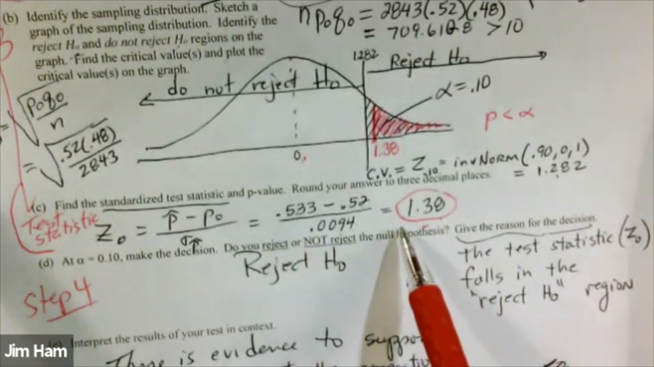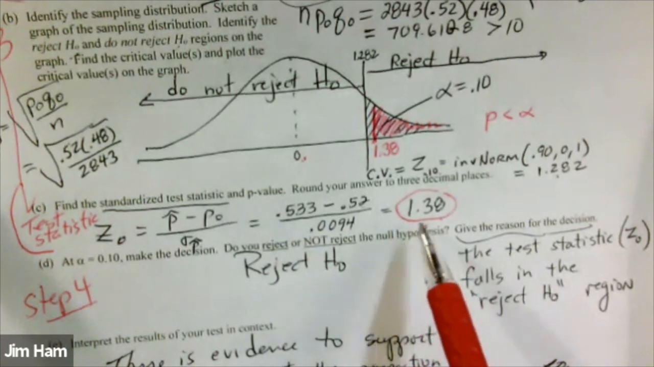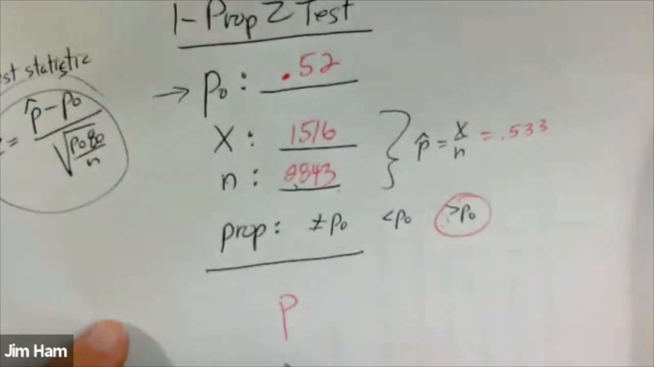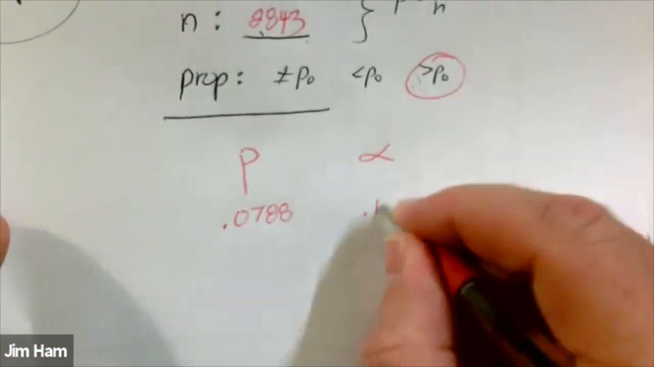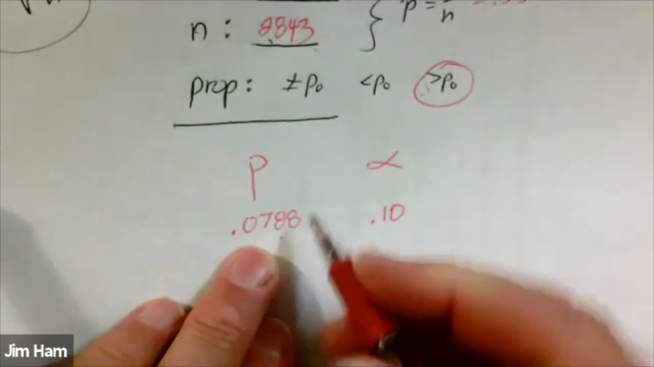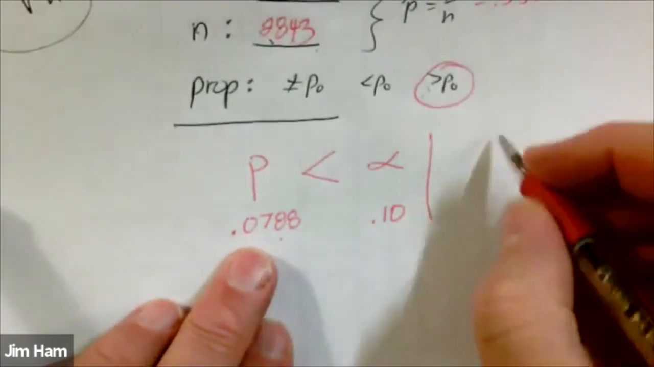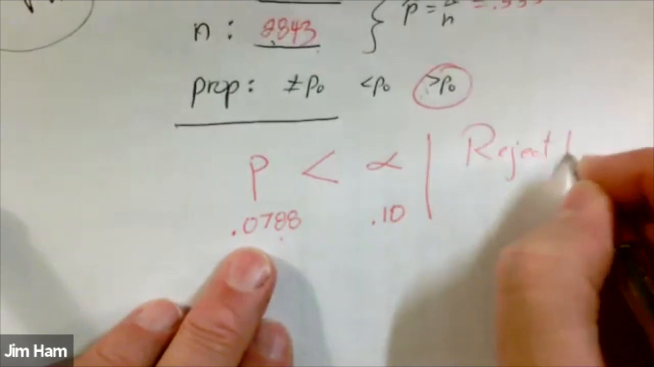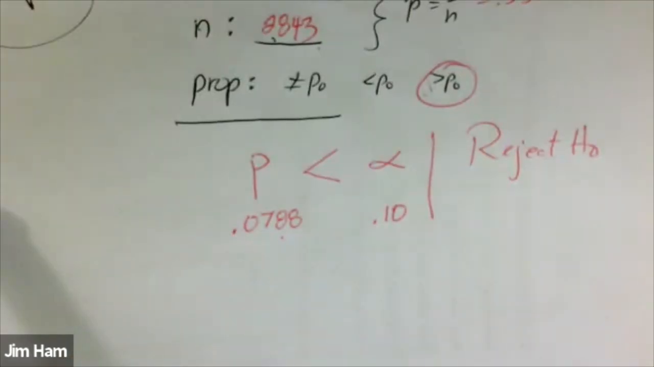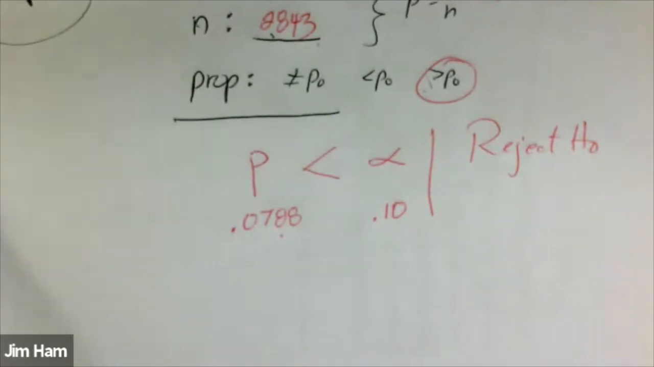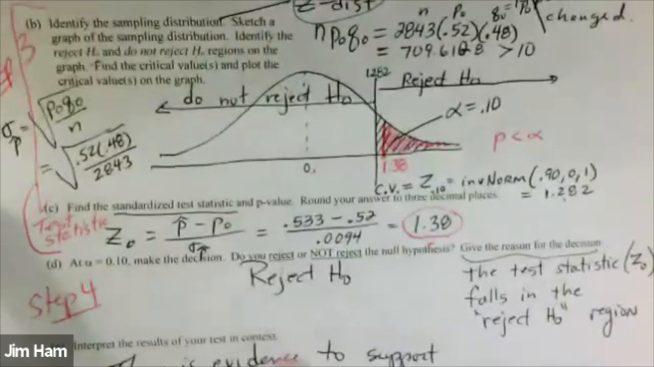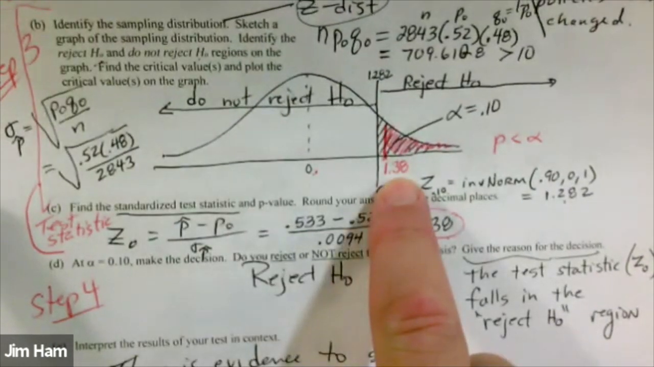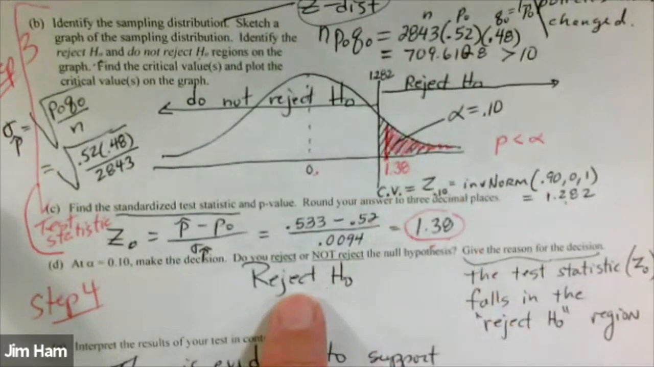When you're in doubt, use the calculator number instead of this rounded version. P is 0.0788. Alpha is 0.10. P as a number is less than alpha. And if P is less than alpha, we reject the null hypothesis. So we didn't need to do this because we already made the decision using the classical approach. Right down here in part D, we noticed that the test statistic fell in the critical region, so we're going to reject the null hypothesis.